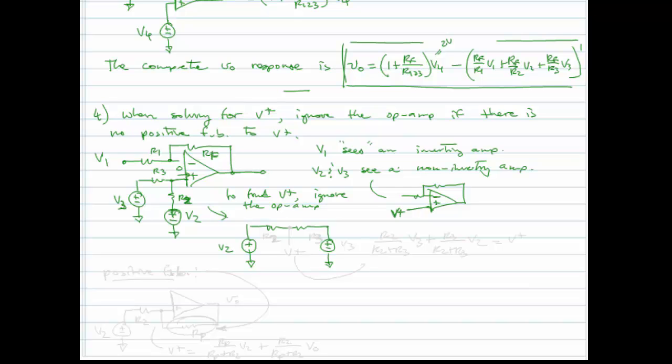So all we have is two voltage sources, V2 and V3, and this is our voltage V+, and we can simply write that as a voltage division expression, R2 over R2 plus R3. I think I wrote this backwards. Yes, I did. R2 and R3. Okay, times V3 plus R3 over R2 plus R3 times V2. And that's how we find V+. So in other words, in finding V+, we can ignore the op amp, in this case because there is no positive feedback to V+.